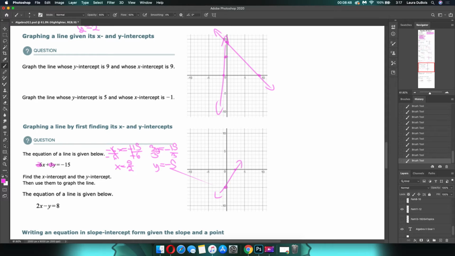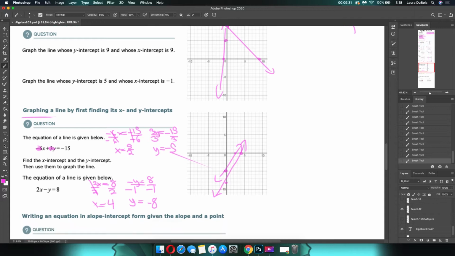Now we're going to do it again. So 2x equals 8, divide by 2, divide by 2, x equals 4. That's our first intercept. Our x-intercept is going to be 4. And then we have negative y equals 8, divide by negative 1, divide by negative 1, y equals negative 8. Which is not what I wrote, I don't think. I did write it. Okay. Negative 8 is this number right here. And there is our line. Not so bad. So this one is very similar to the one we did up here.